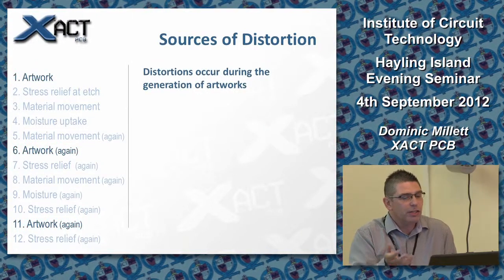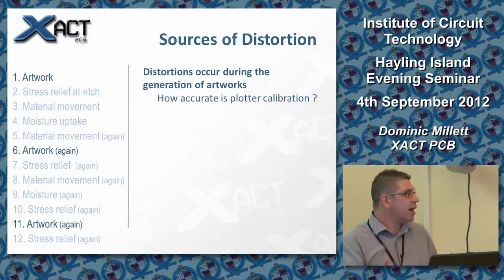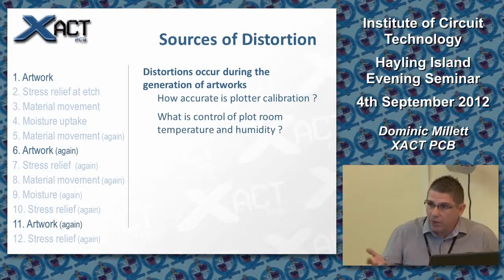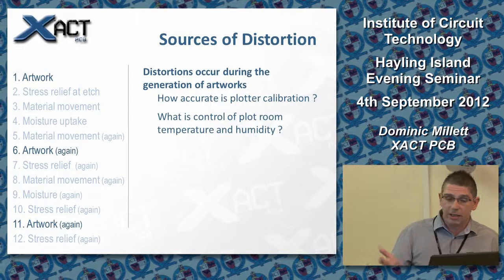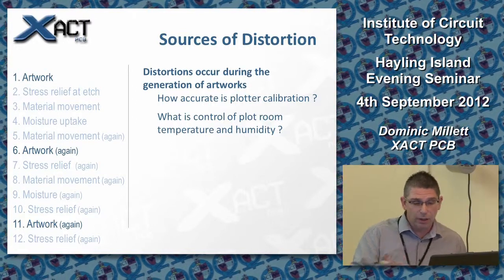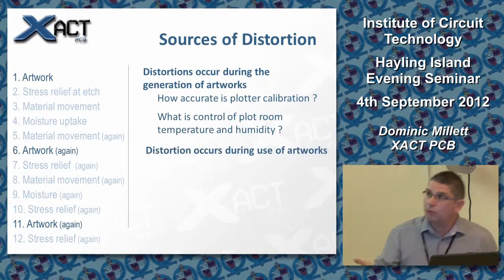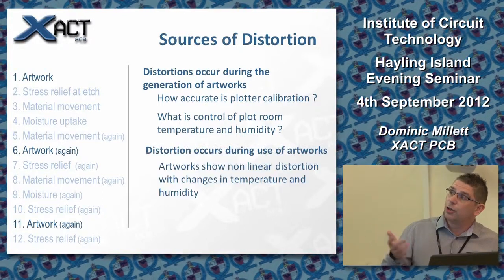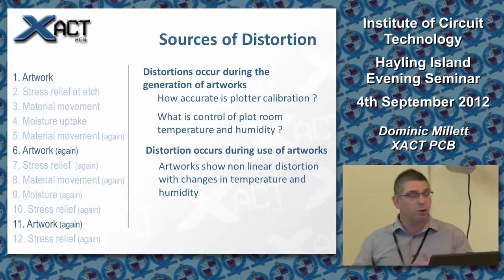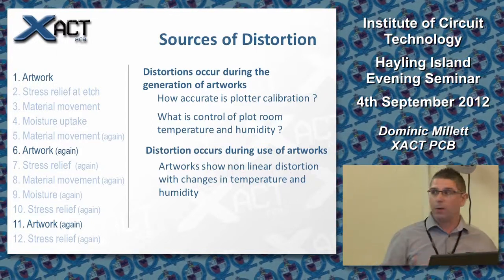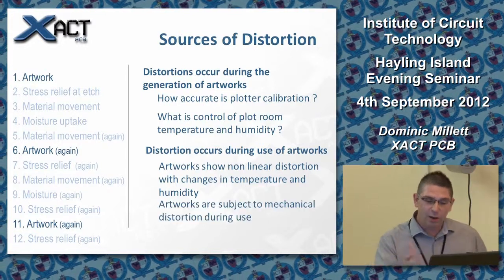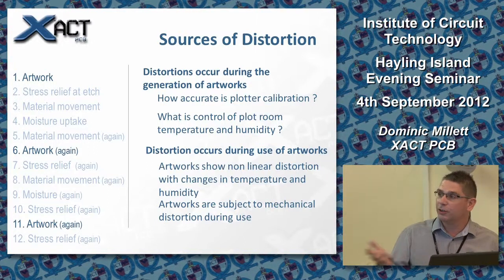Distortions occur during the generation of the artworks. Just how accurate is your plotter? How well controlled is the atmosphere in the room that the artworks are actually generated in? Is it a temperature-controlled, humidity-controlled environment? Distortion occurs during the use of the artworks. Artworks show nonlinear distortion with changes in temperature and humidity. This could be transporting the artworks from the plot room to the print room, or up the street, as I've seen in some cases. Artworks are subject to mechanical distortion as well during use.